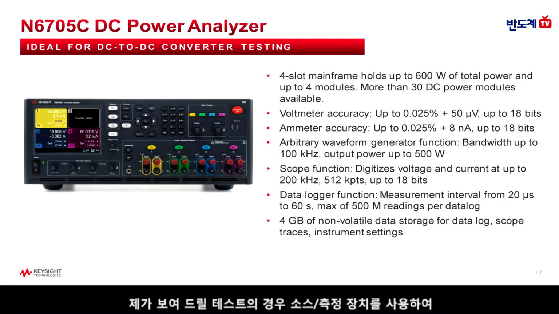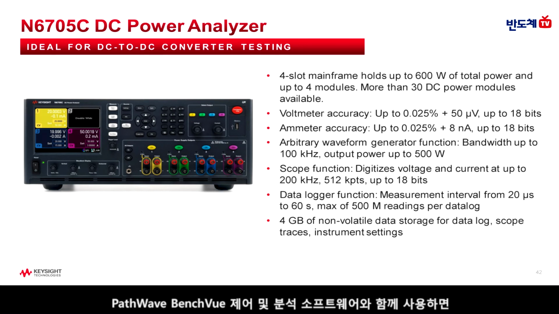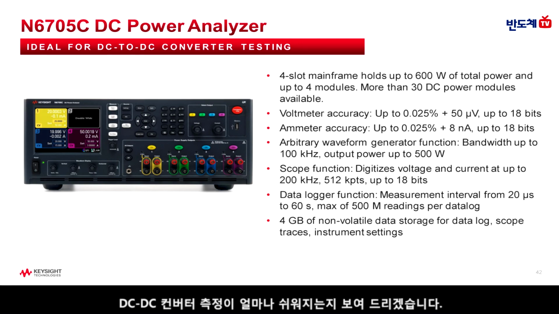For the test I'm going to show you, I actually used a source measure unit to supply power to the DC to DC converter and an electronic load as the load on the other side of the DC to DC converter. It's nice because the N6705 eliminates the need for having different pieces of equipment, and everything is integrated. We can also use this instrument with PathWave BenchVue control and analysis software, so that you can do a lot of automation, and it's also controllable over various interfaces like GPIB, USB, and LAN. So for this type of analysis, it's a great tool, and I'll show you in the subsequent slides how easy it makes DC to DC converter evaluation.